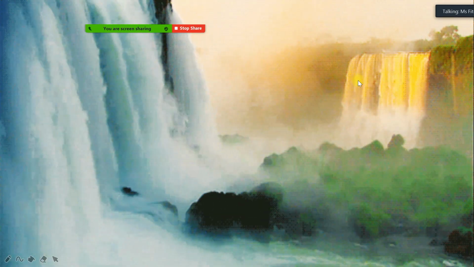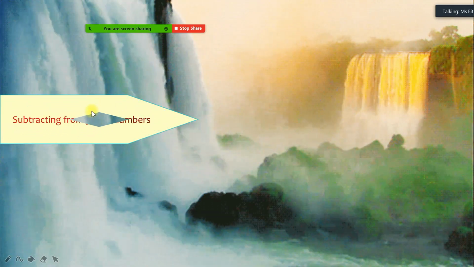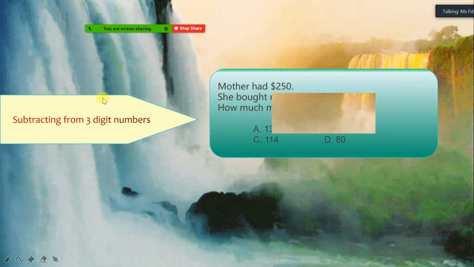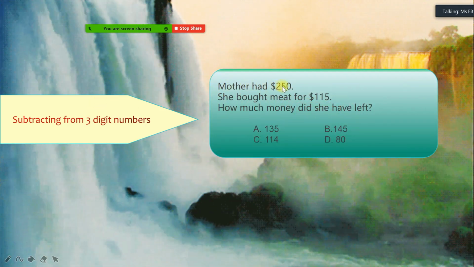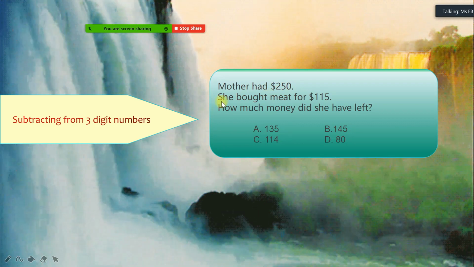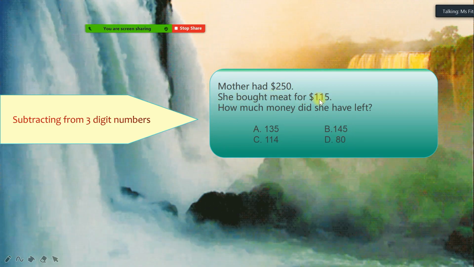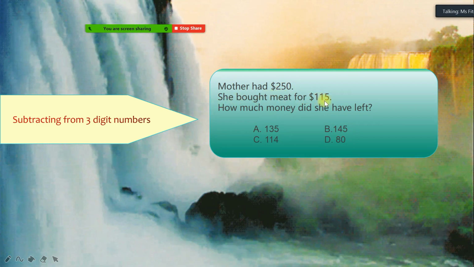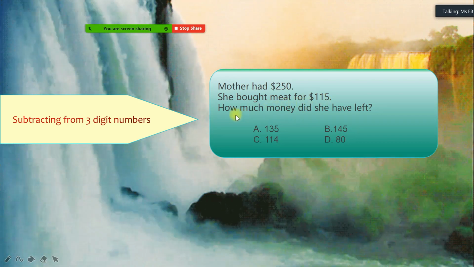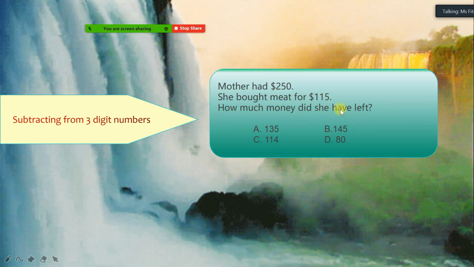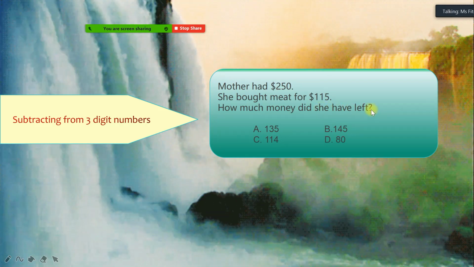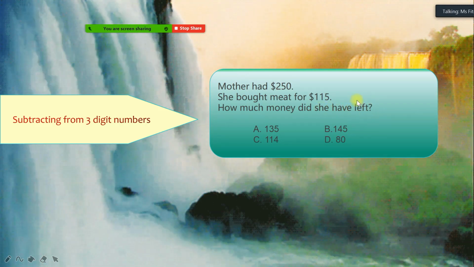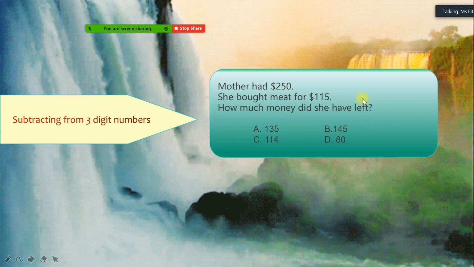And then subtracting from 3-digit numbers. Mother had $250. She bought meat for $115. How much money did she have left? "Left" is the keyword for subtraction.